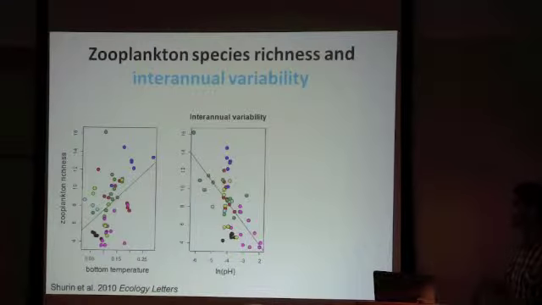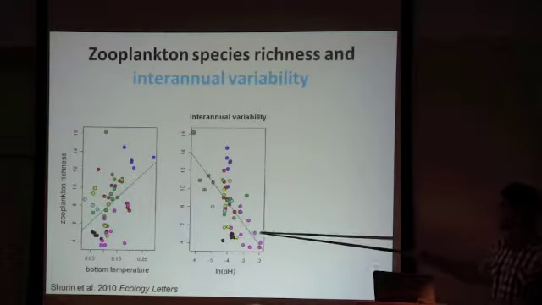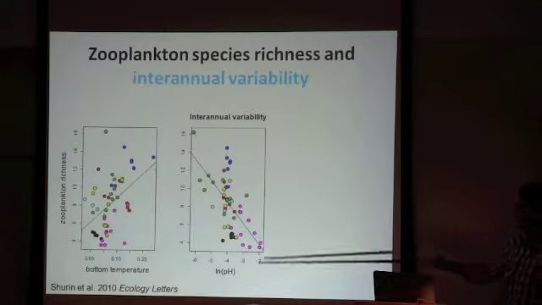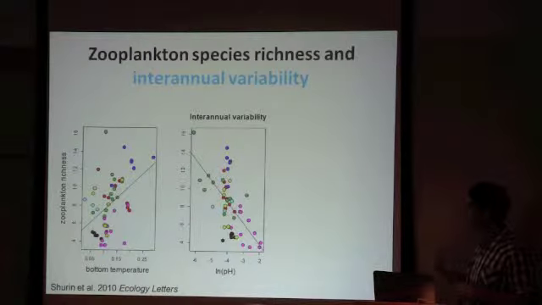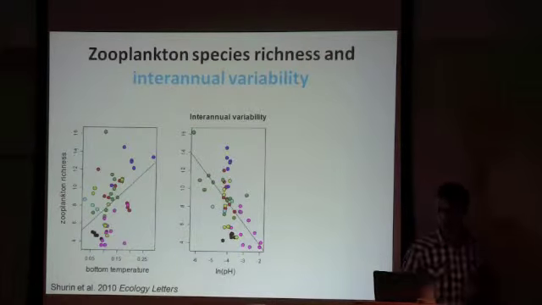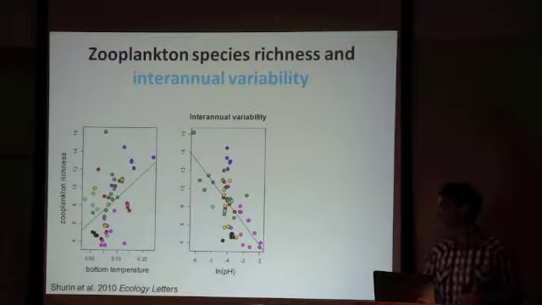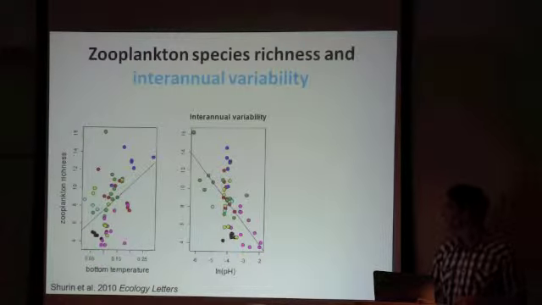Next, interannual variability in pH. So these lakes with high interannual variability in pH had few species. Those were, again, the ones that got acidified by acid rain and were recovered from such acidification, and they tended to not have many species in them.